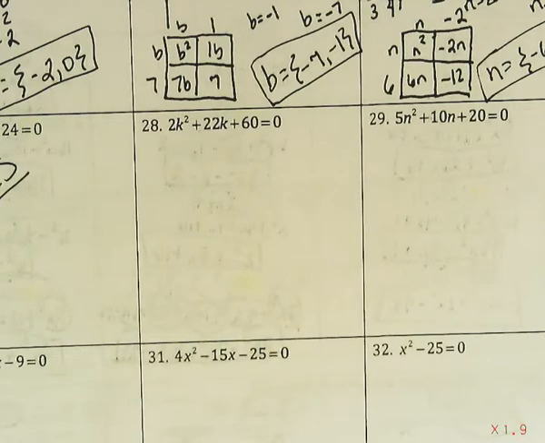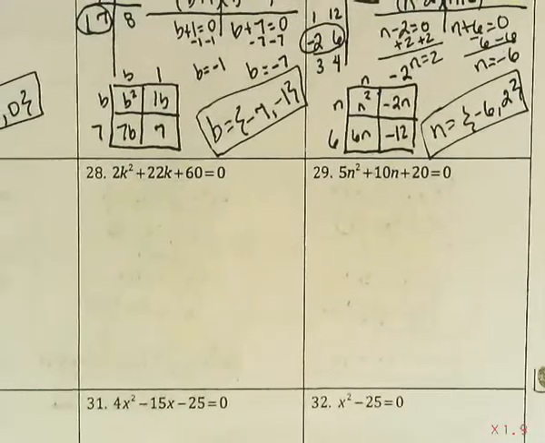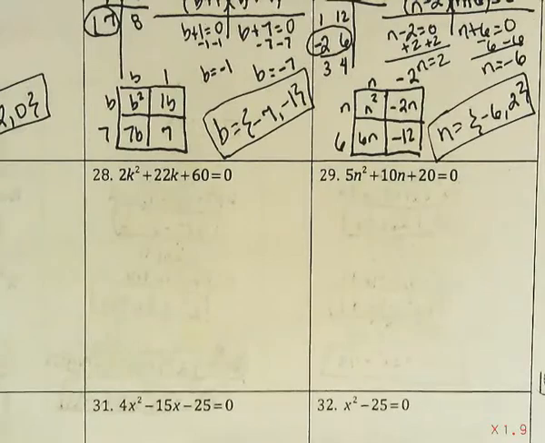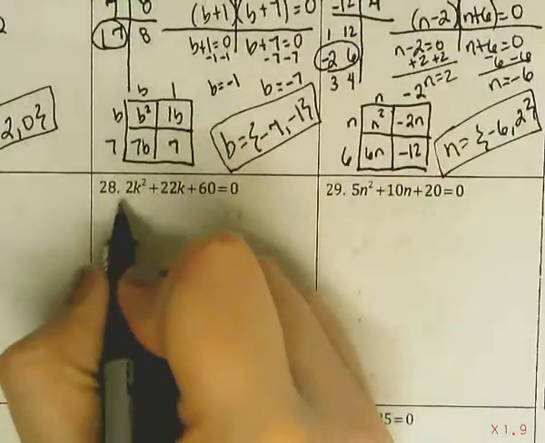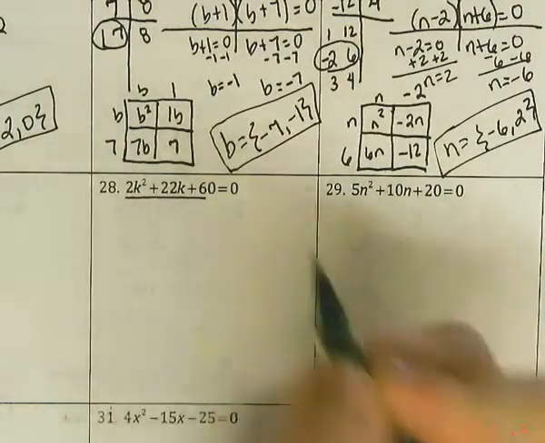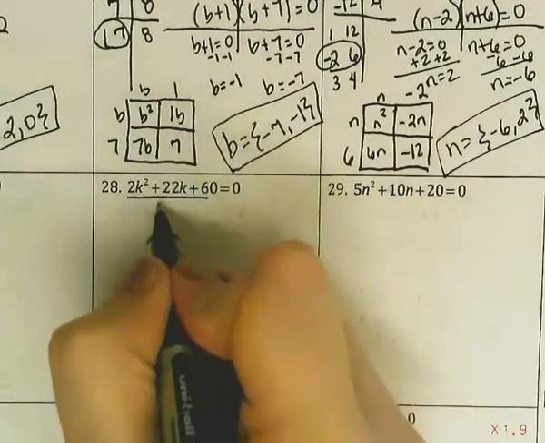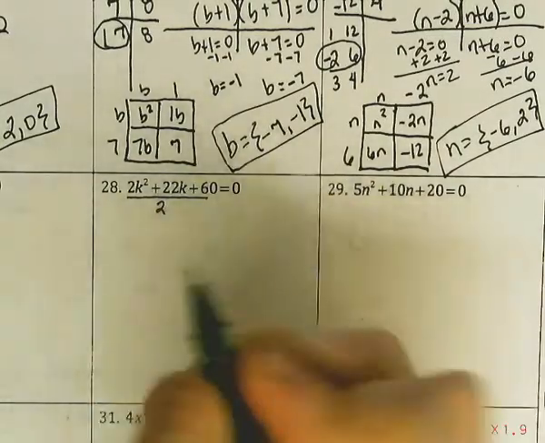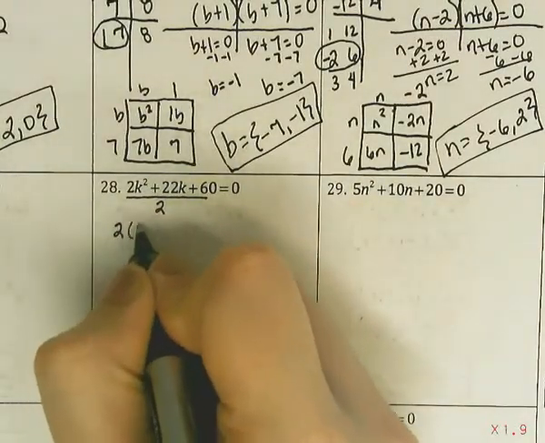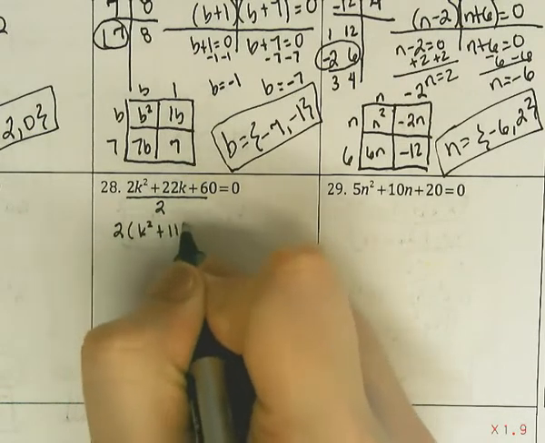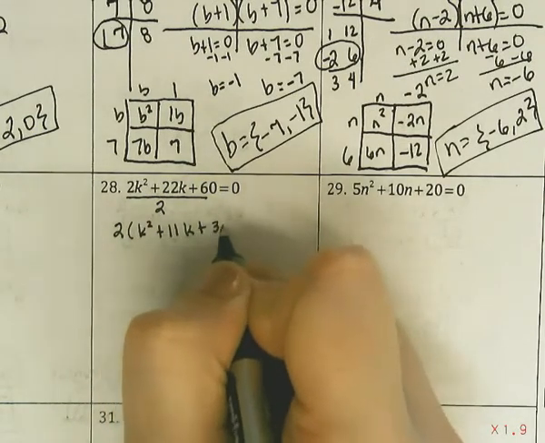Okay, this video is going to cover numbers 28 through 32. We're still factoring. Number 28, 2k squared plus 22k plus 60. Remember, the first thing you should do when you're factoring is look for a greatest common factor. I'm going to divide everything by 2. So I have 2 times k squared plus 11k plus 30.